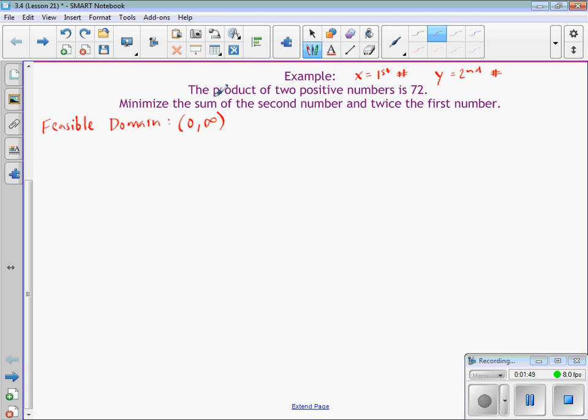What does it mean, product? Multiplication. So what do I know is equal to 72? x times y, right? Because my x and y, if I multiply those two numbers together, I get 72. So this is my secondary equation here, okay? It's not what I'm trying to maximize or minimize, but it's going to help me solve the problem.